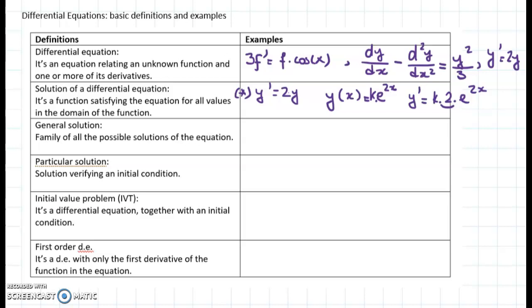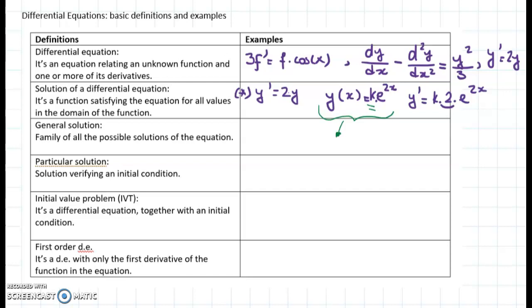This brings us to the next definition. What is a general solution? It's the family of all the possible solutions of the equation. So in the case I have over here, this is a general solution. I have k over here, so for different values of k, I'm getting different values of the function. And we'll see later that actually all the possible functions to the differential equation star are over there.